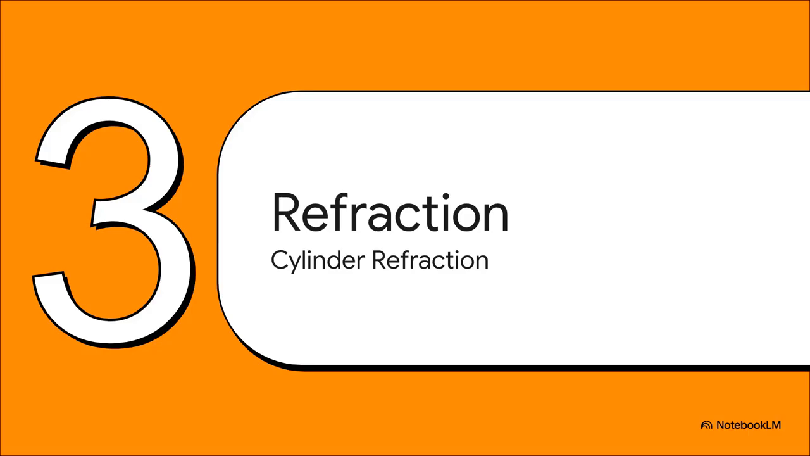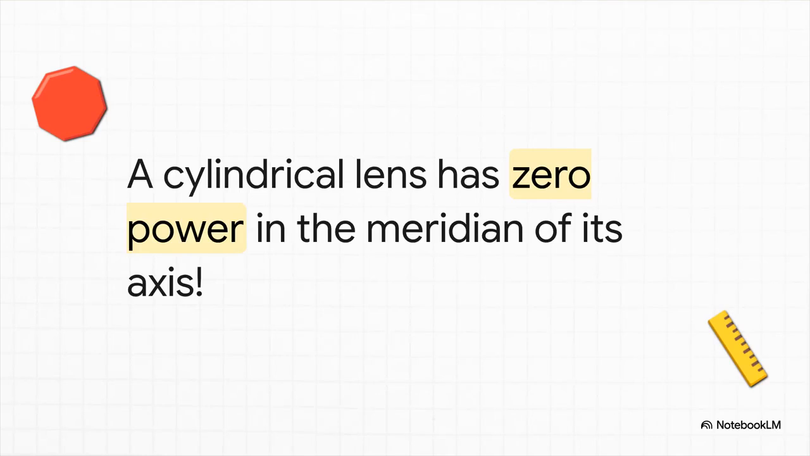Moving right along to part 3, the refraction of cylinders. Okay, if our astigmatic lens is really made of two different cylinders, we've got to first isolate exactly how a single cylindrical lens behaves when it encounters parallel rays of light coming from infinity. Now listen carefully because this is a classic board rule. A cylindrical lens has 0 power in the meridian of its axis. Let me just repeat that because it's a huge OCAP pearl. There is absolutely no vergence added along the axis.